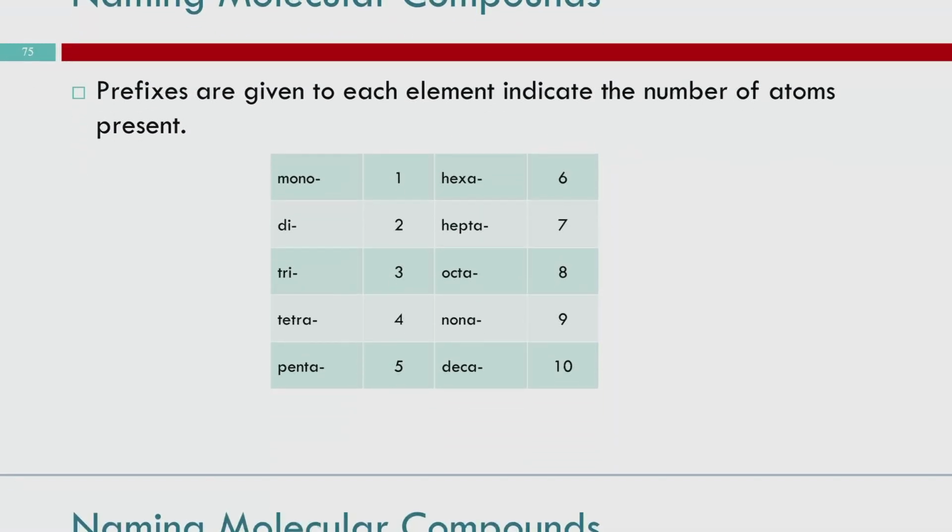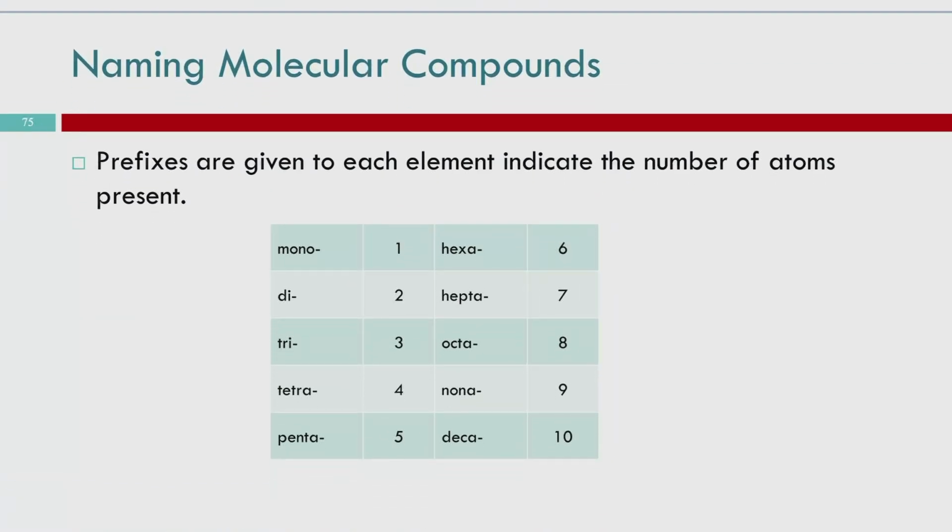For naming molecular compounds, there is some memorization still. We've got prefixes. So prefixes are used to indicate how many of each of the atoms we have. Lots of these are ones that you hopefully know. So mono, 1, di, 2, tri, 3. Tetra is 4. Penta is 5, like pentagon. Hexa has an X in it, so it's 6.